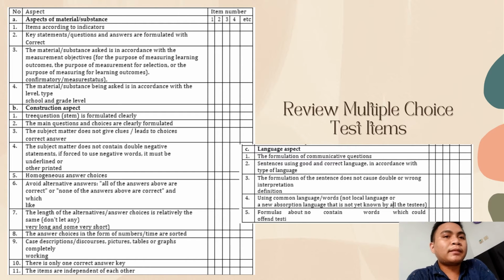About the language aspect, it is a little bit the same as the others. The formulation of the question communicates with sentences using good and correct language in accordance with the type of language. The formulation of the sentence does not cause double or wrong interpretation. Using common language, not local language or new abstract language that is not yet known by all the testers. Formulation avoids words which could offend the testers.